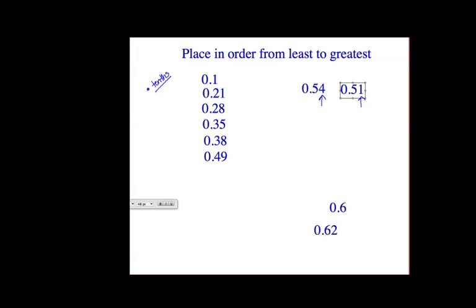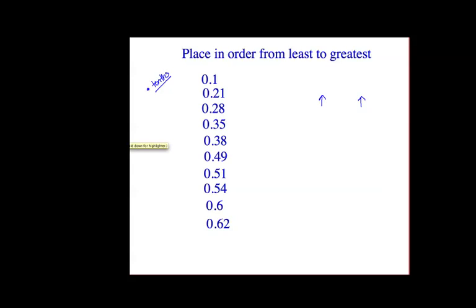Go ahead and try this on your own and unpause the video to see if you chose correctly. And welcome back. You would have looked to the hundredths place to see that the value 1 is less than 4, so 0.51 is less than 0.54. Look at your last 2 numbers on your own and try to place them correctly in order from least to greatest. Unpause when you're ready to move on.